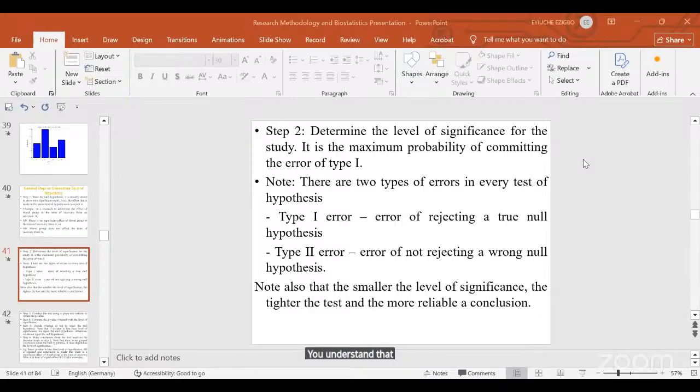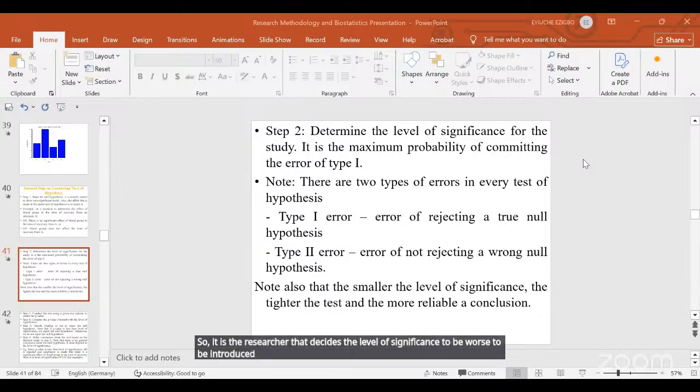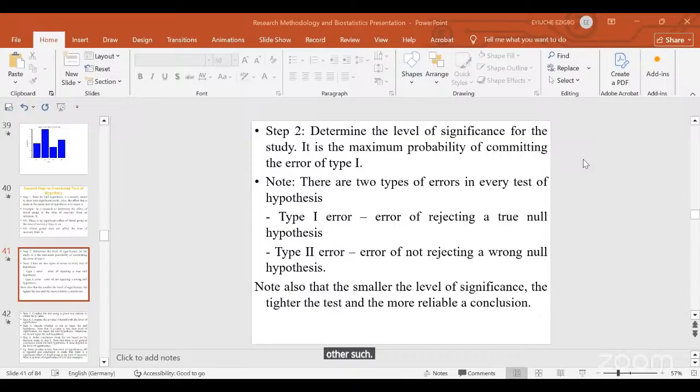So it is the researcher that decides the level of significance to be introduced in the research. And whenever we are deciding this, it must be in agreement with our supervisors, so that we don't decide on our own. Is that clear?